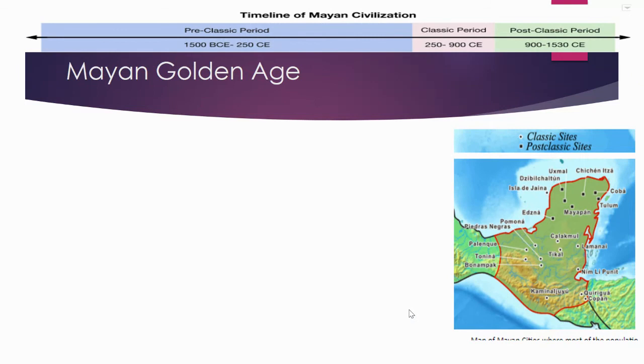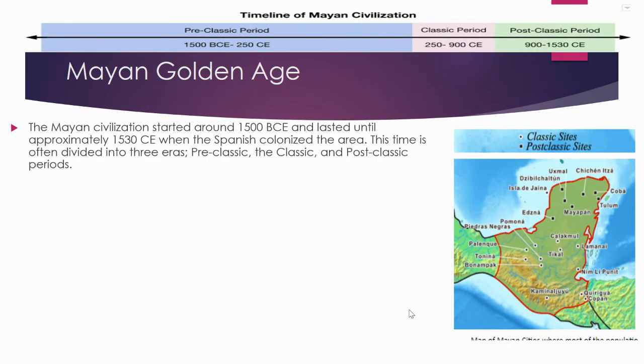So the Maya Golden Age was a pretty long, drawn out time period. The Mayan civilization started about 1,500 years before Common Era, so before the year zero, until approximately 1530 Common Era, so after the year zero. So we're looking at 1,500 years before zero to 1,500 years after zero. That's about 3,000 years that the Mayan civilization was around. We'll talk about the encounter between the Mayans and the Spanish going forward, but when the Spanish colonized this area, it had devastating impacts on the Mayans and eventually led to a downfall in the Mayan civilization.